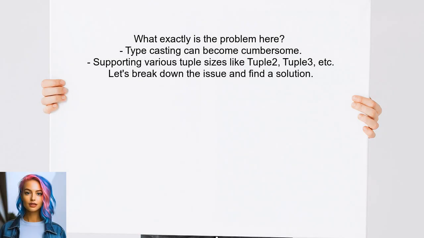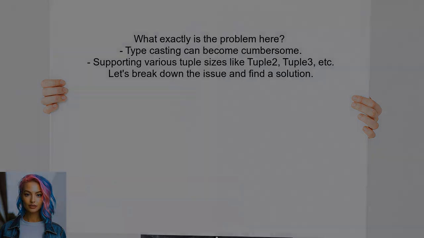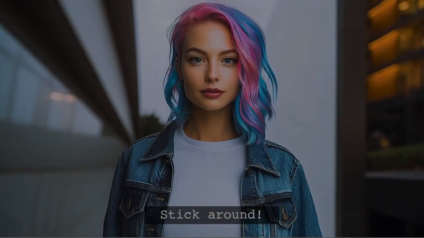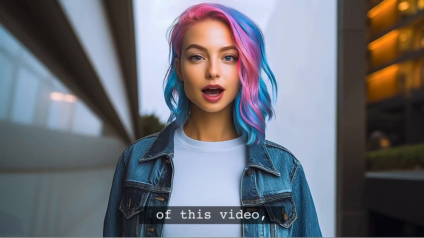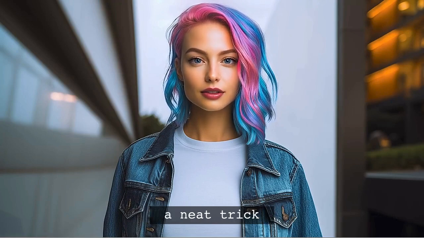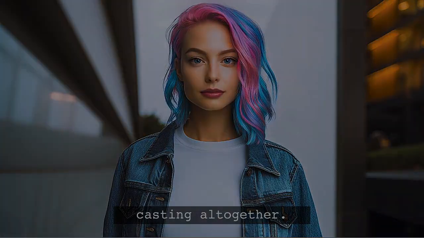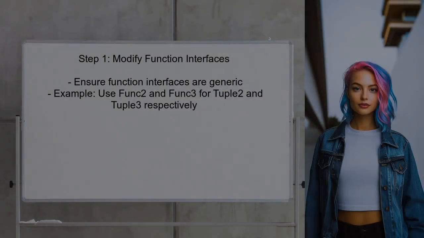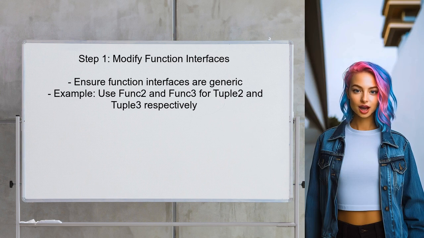So what exactly is the problem here? When using tuples, typecasting can become cumbersome, especially if you want to support various tuple sizes like Tuple2, Tuple3, and so on. Let's break down the issue and find a solution. And stick around. By the end of this video, I will share a neat trick that can help you avoid typecasting altogether. To address the user's concern about typecasting in tuple unpacking, we can start by modifying the function interfaces.